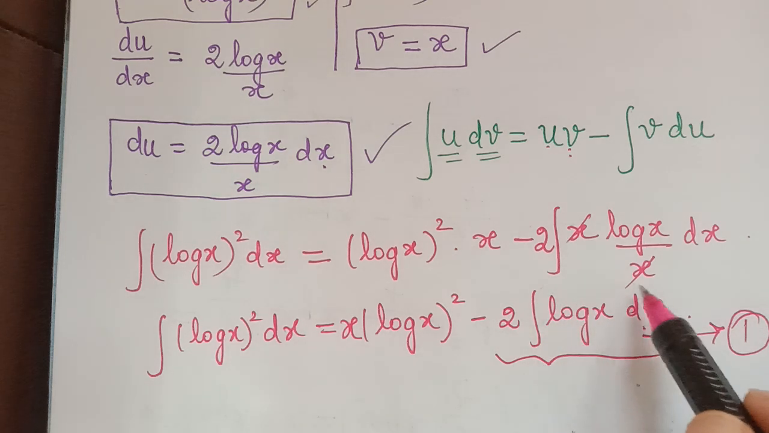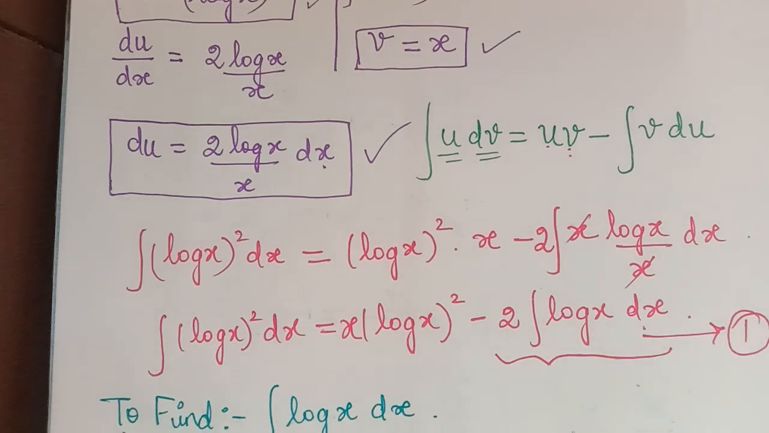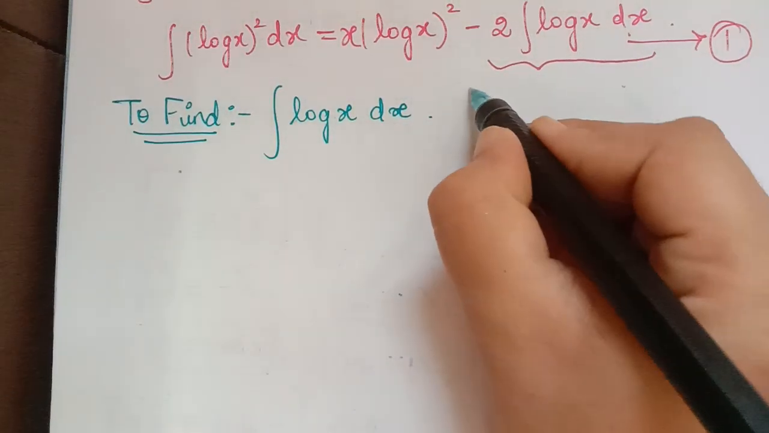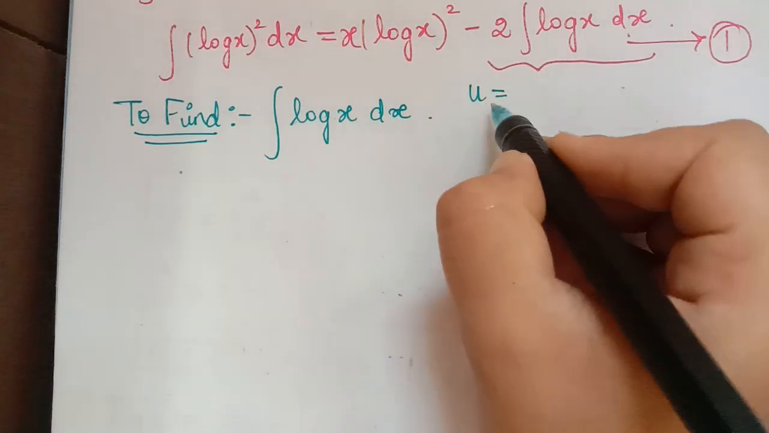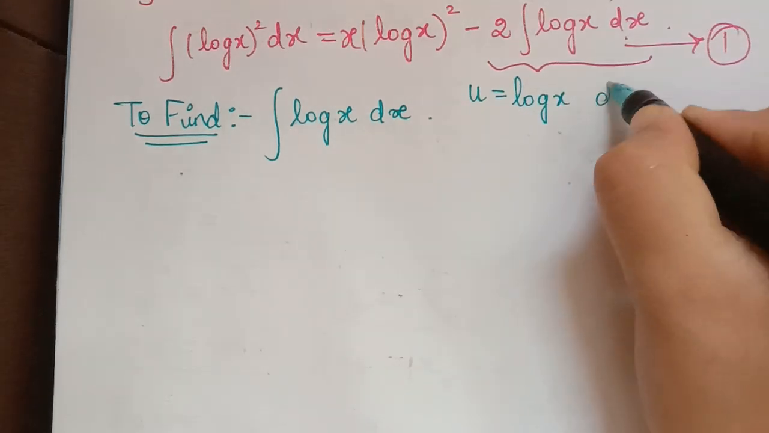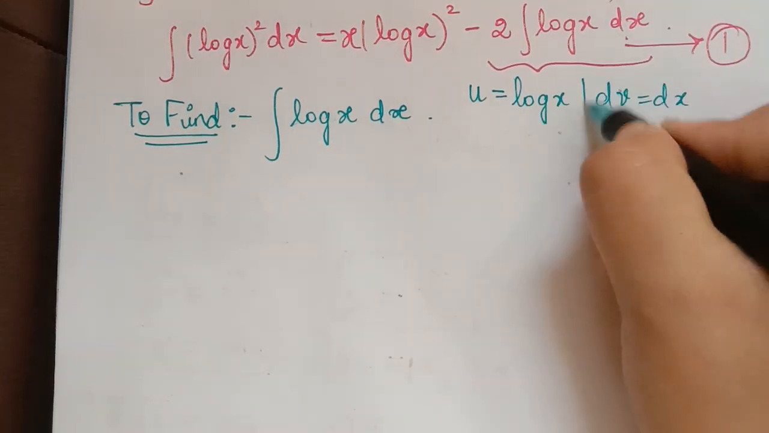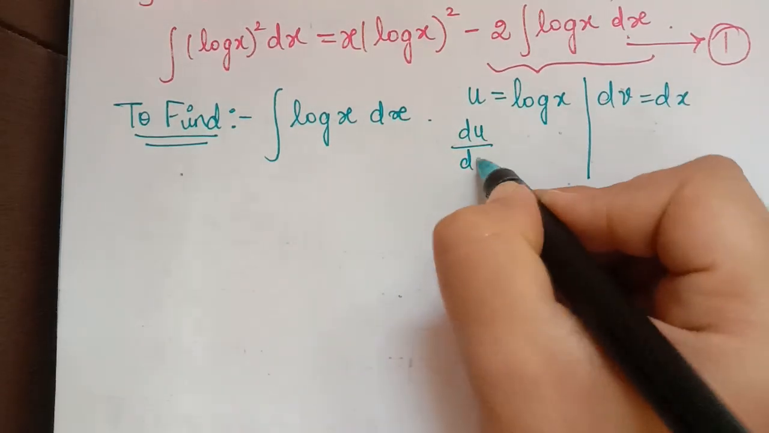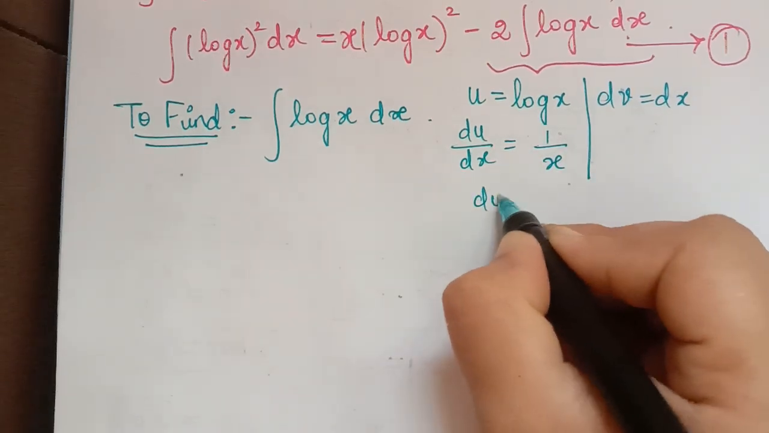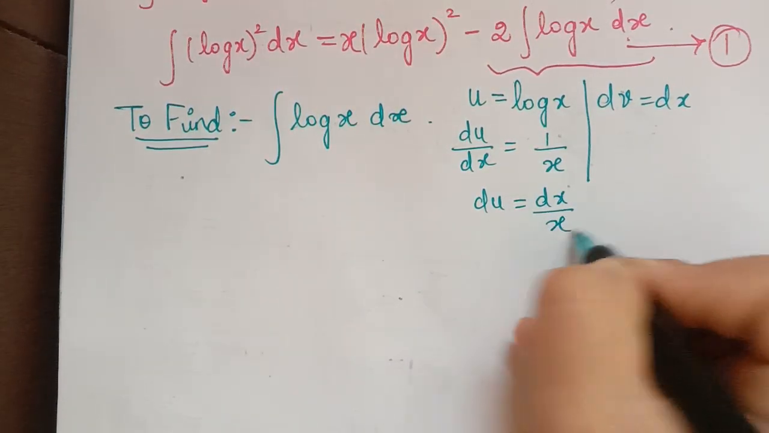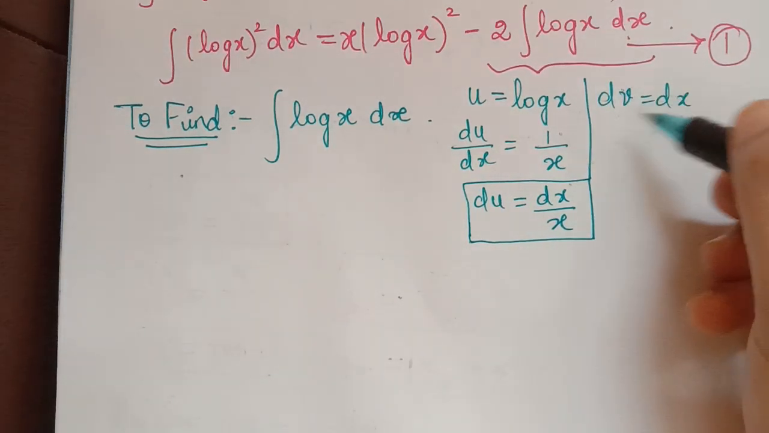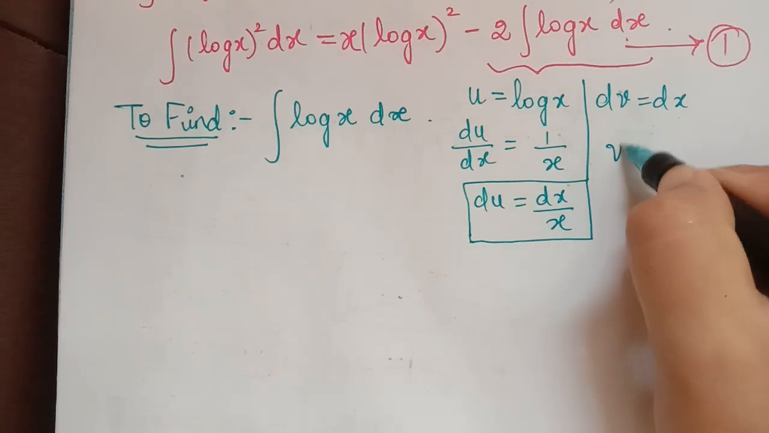So let us find integral log x dx now. I have written that here. To find integral log x dx, again by using the method of integration by parts, because we have only the logarithmic term here, u has to be chosen as log x and dv will be chosen as dx. So from this, du by dx will be equal to the differentiation of log x, which is 1 by x. So from this we obtain du equal to dx by x. Now dv equals dx implies that on integrating on both the sides we get v equal to x.